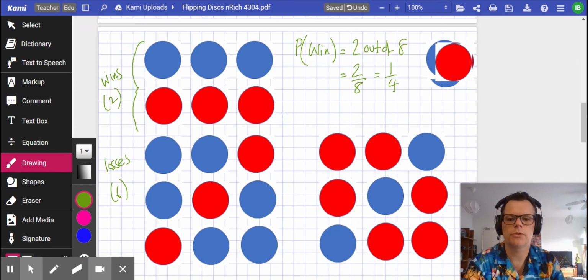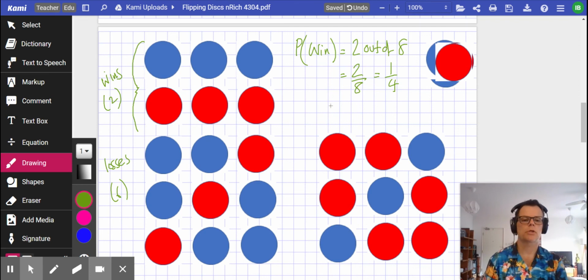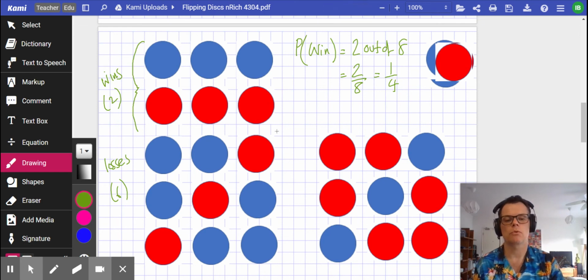2 out of 8. 1, 2, 3, 4, 5, 6, 7, 8. 2 out of 8 are wins, which is a quarter. A quarter, or 25%, I suppose you could write, or 0.25. But in this case, because it's numerator and denominator, the denominator is the number of outcomes, and the numerator is the number of ways you can win, or the number of outcomes in which you win. 2 out of 8, and the quarter looks to be the best way.